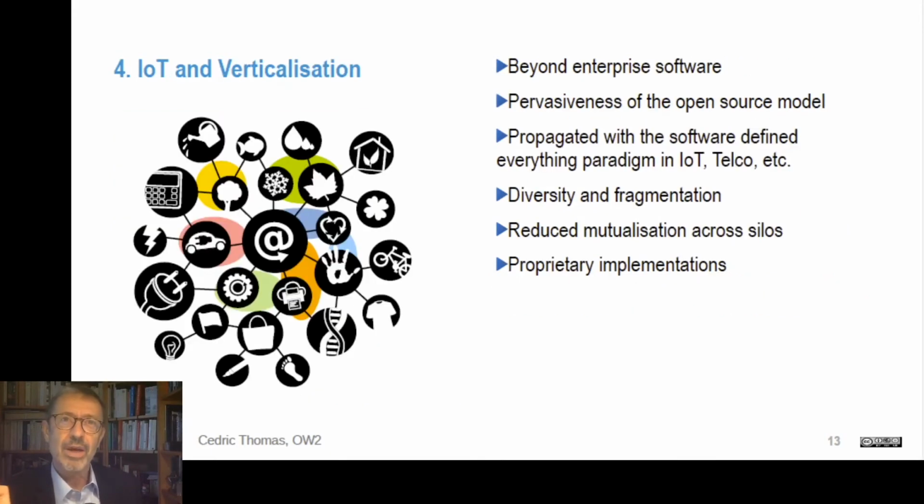The next challenge is that posed by IoT and the fragmentation of open source software. We're out of our comfort zone of middleware and operating systems, and now we're seeing open source move into segments that are very fragmented, into very business-specific applications, or into very hardware-specific specifications. And that fragmentation limits the possibilities for mutualization, which is the basis for open source software.